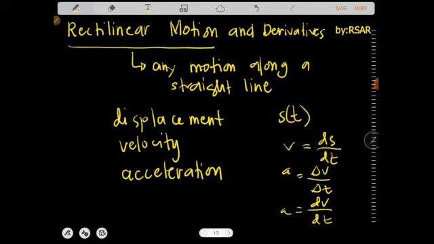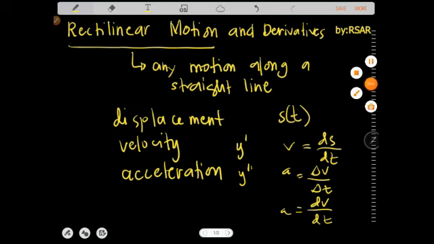Okay? So this is what rectilinear motion means. We can figure out that it is the process of derivation. For instance, the displacement is the equation or the function. When we get the velocity, we can assume that the velocity is the y prime, or the first derivative. While the acceleration is the second derivative. So it follows that the second derivative of displacement will give us the acceleration.